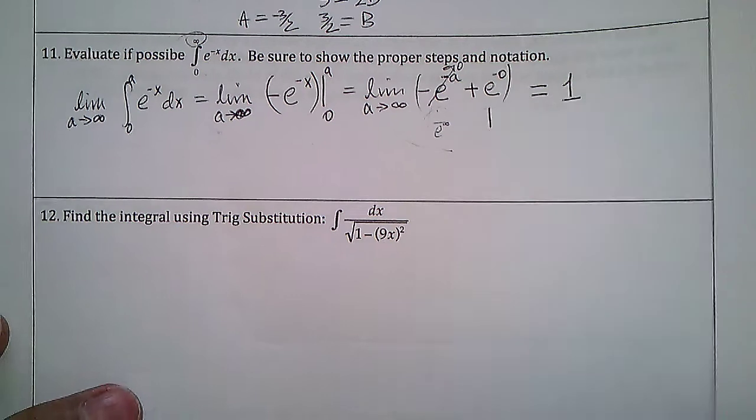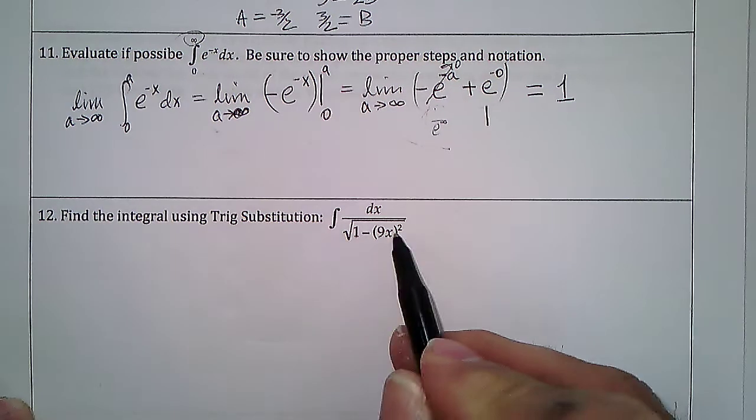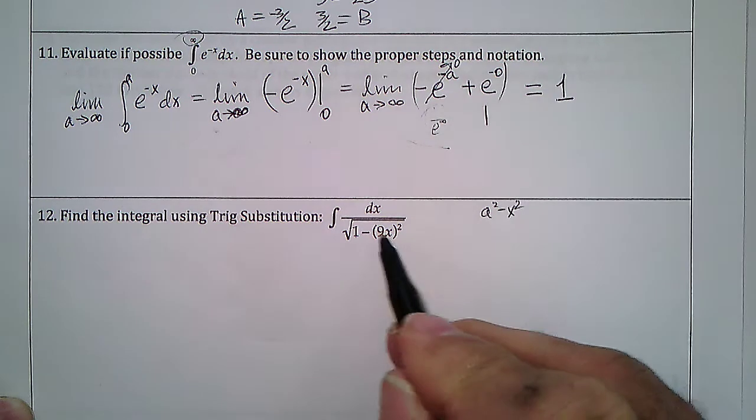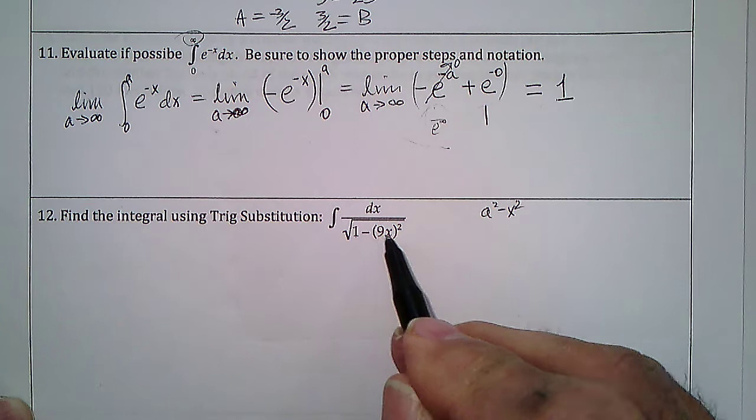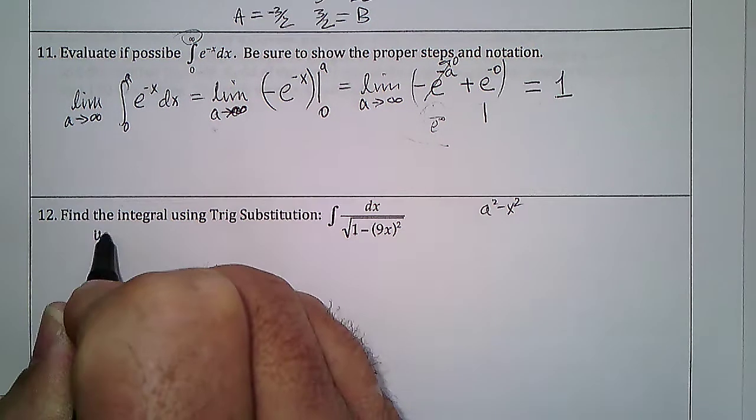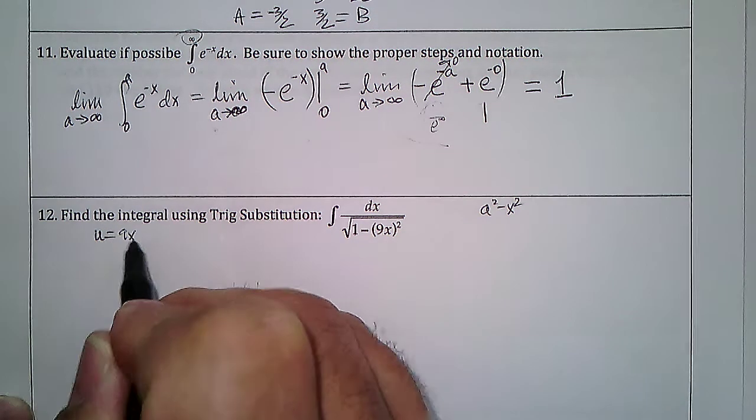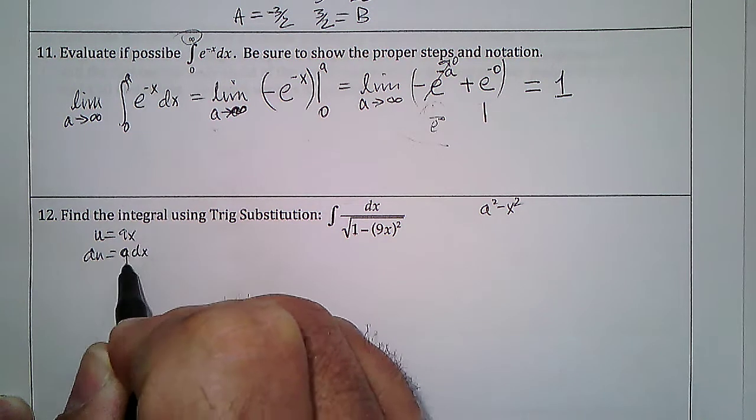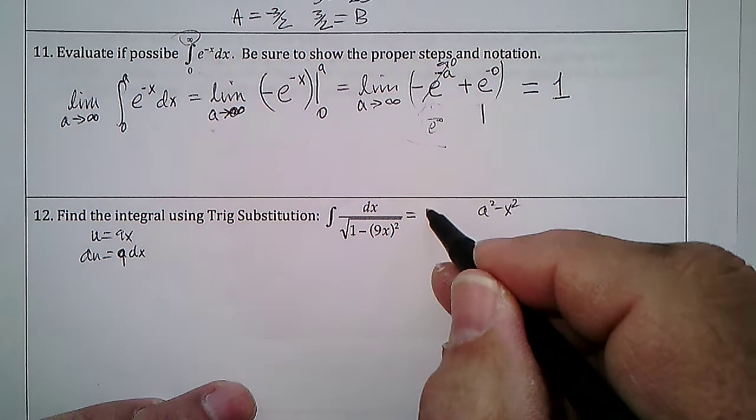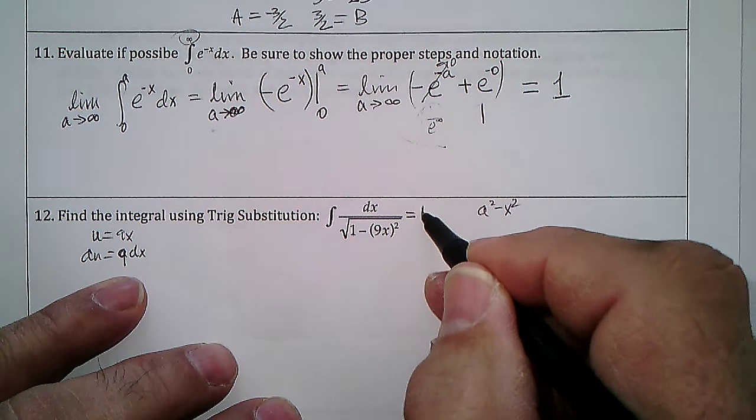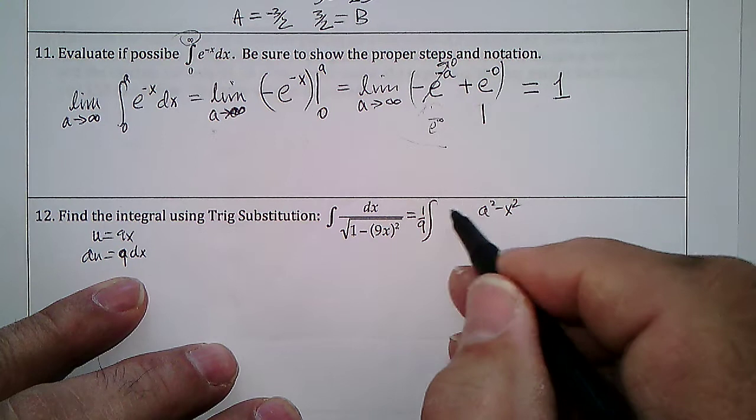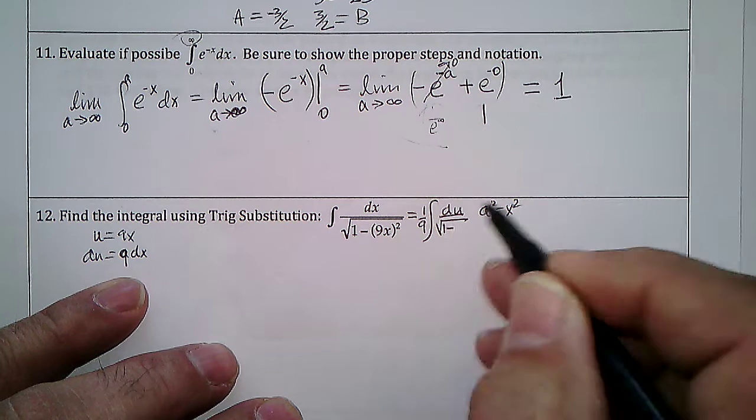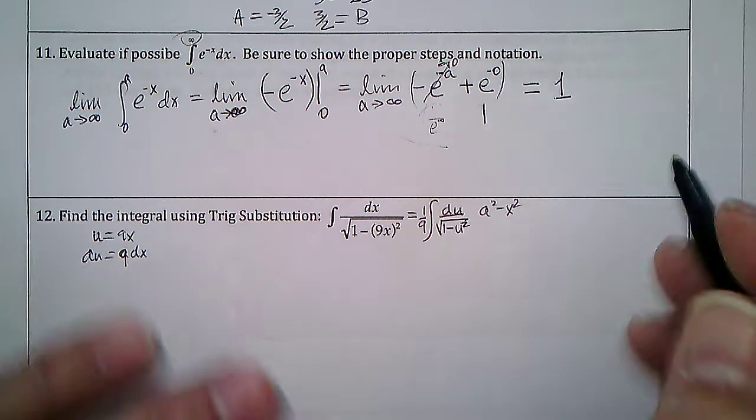Okay, using trig substitution. So a squared minus x squared. Well, let's get this to be just a u. So I would use u equals 9x, du would equal 9dx. So this integral would change to 1/9 the integral of du over square root of 1 minus u squared.